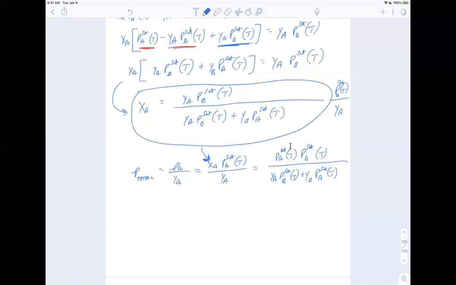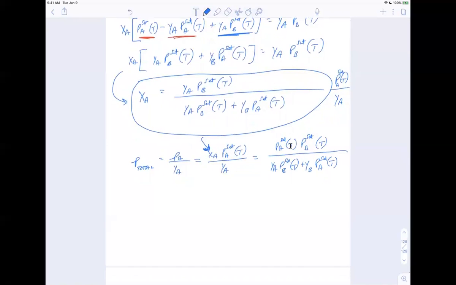Okay, and so we know now that YB is just 1 minus YA. So we have P total in terms of YA. There's no X sub A here, okay? We used our knowledge of what it means to be an ideal vapor and ideal liquid to arrive at this.